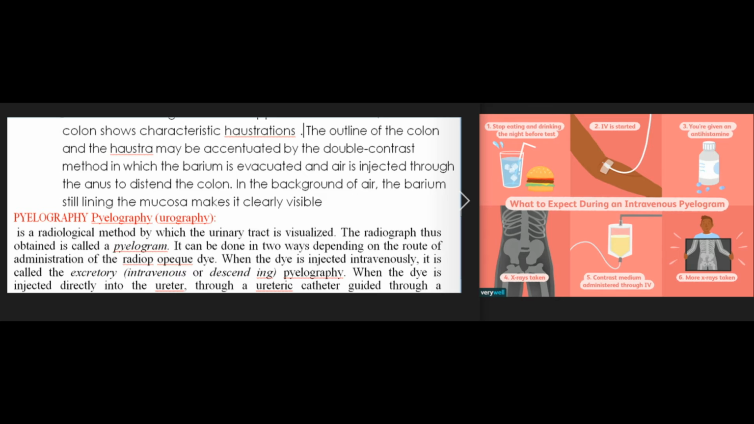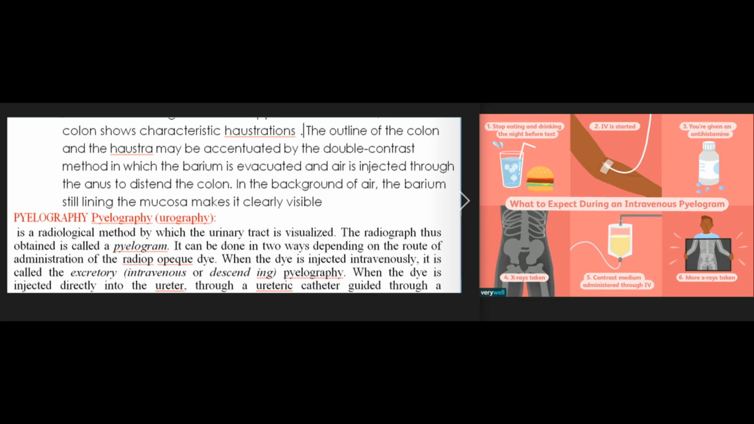The outline of the colon and the haustra may be accentuated by the double contrast method, in which the barium is evacuated and air is injected through the anus to distend the colon. In the background of air, the barium still lining the mucosa makes it clearly visible.